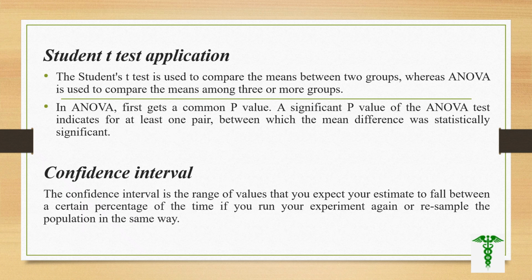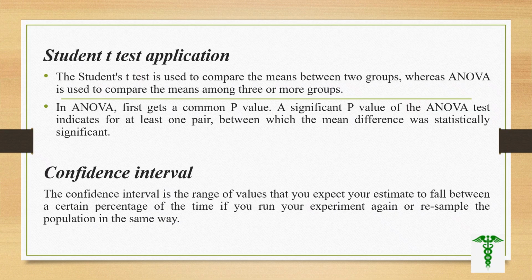Student t-test application means we are using this test to compare the means between two groups, whereas in ANOVA we are using it to compare the means among three or more groups. So here we are comparing between two groups. In ANOVA, first we get a common p-value and based on that we conclude. Here also we are telling whether the mean difference is statistically significant.